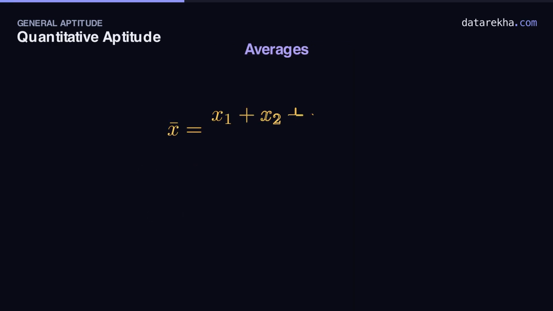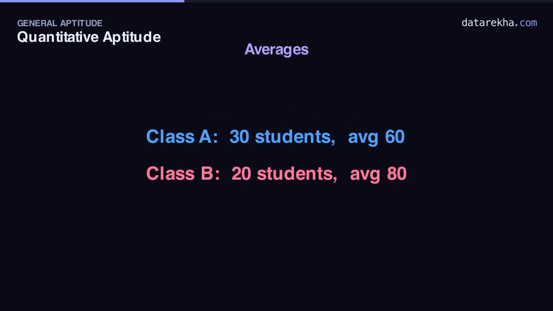The plain average is the sum divided by how many. So the average of 40, 50 and 60 is 150 over 3, which is 50. Nothing subtle yet. But averages hide a famous trap. Two classes sit a test. Class A, 30 students averaging 60. Class B, 20 students averaging 80.